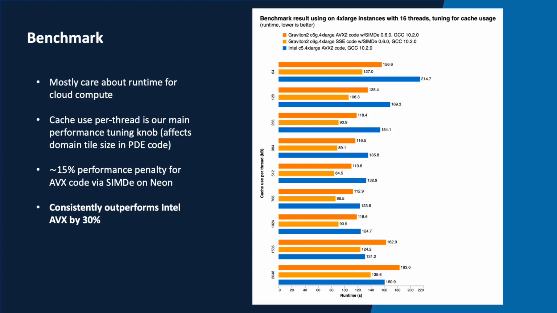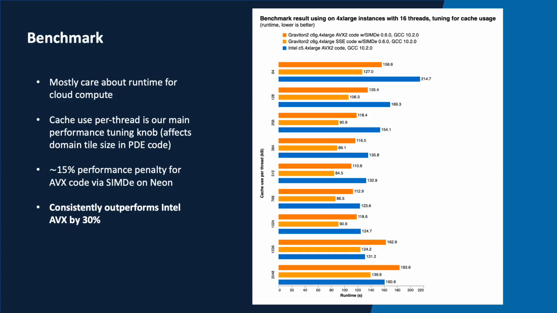Okay, so up to the benchmarks. You mostly care about runtime, right? Because we are a commercial enterprise here, and we're running on a cloud. So actually, faster compute means cheaper cost for us because we pay by the hour for this compute.